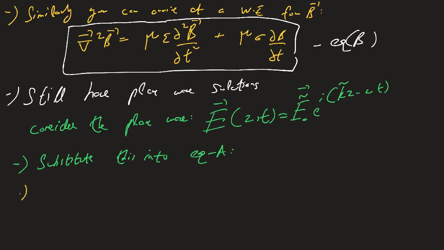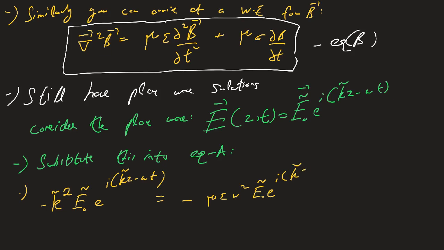So we get that minus k tilde squared, where once again tilde denotes that k could be a complex number in general, times E naught tilde e to the i of k tilde z minus omega t, is equal to minus mu epsilon omega squared times E naught tilde e to the i of k tilde z minus omega t, minus, we have one more term, so it's a rather long expression, minus i, where i is the complex number, mu sigma omega times E naught tilde e to the i of k tilde z minus omega t, okay?